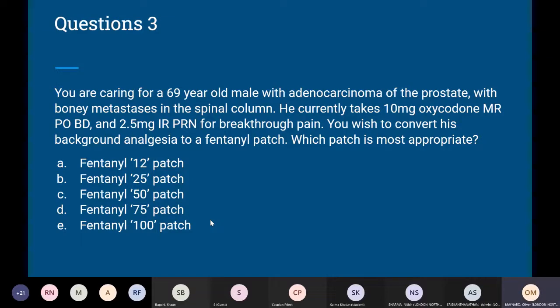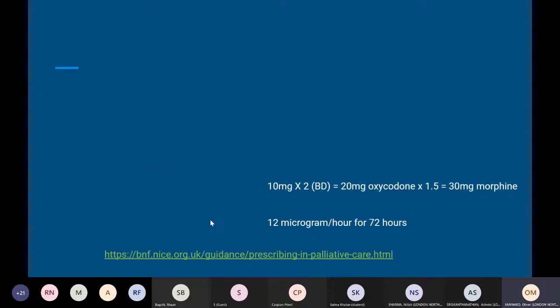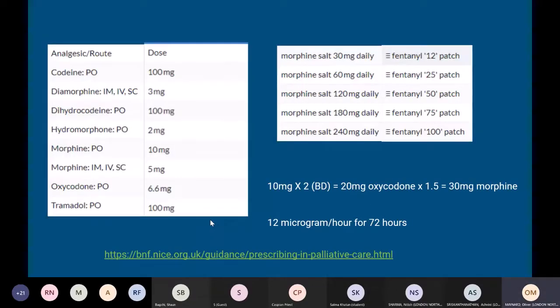Okay, so we'll go through to the answer. So I went for the fentanyl 12 patch here, and I will go on to explain why. The calculation for trying to convert analgesia to a patch can be found on the BNF. He was taking his 10 milligrams twice a daily, so he's taking 20 milligrams of his oxycodone.